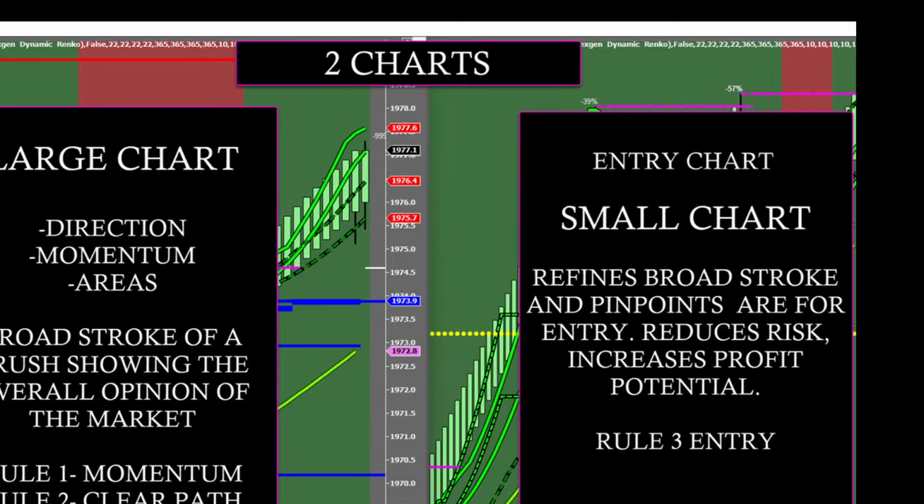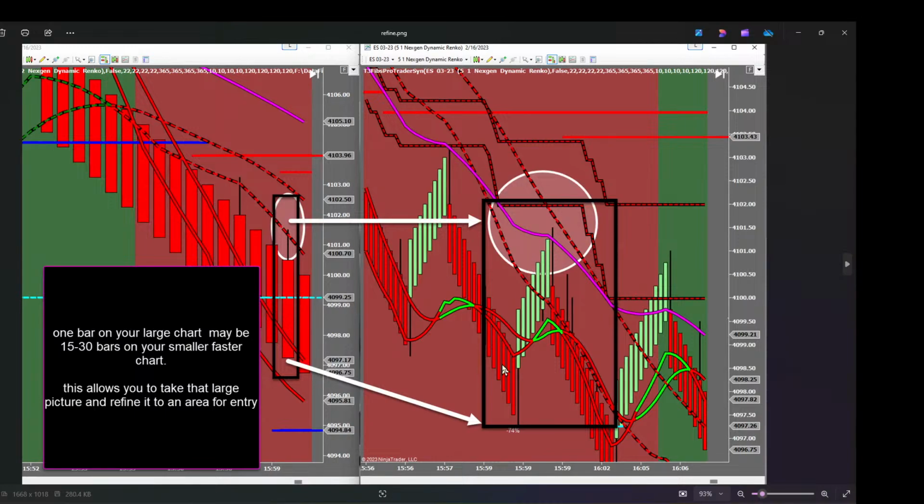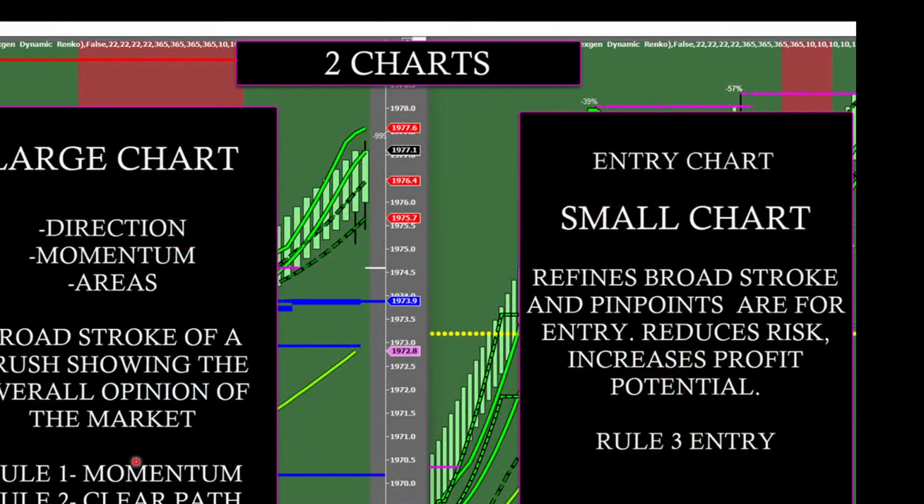Because inside of that one bar, I'm going to show the picture today, is an entire pullback, typically a bounce, and continuation down. So the black box around the one bar is all of this action on your smaller chart. It's just a refinement chart. It's a way to take this great information and these two advantages and pinpoint your area for entry, and that's going to allow you to reduce risk, and it's going to allow you to increase profit potential.